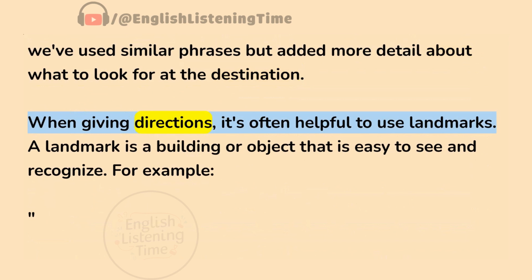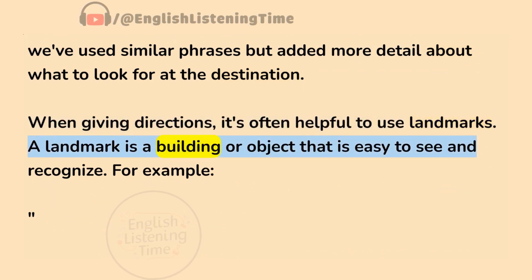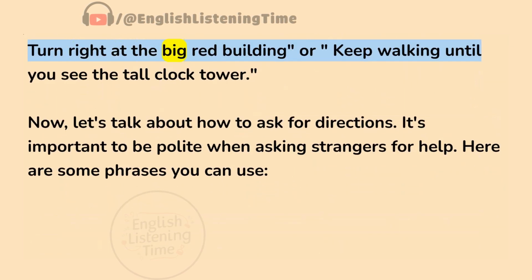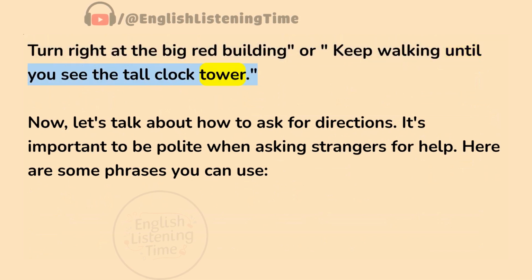When giving directions, it's often helpful to use landmarks. A landmark is a building or object that is easy to see and recognize. For example, turn right at the big red building, or keep walking until you see the tall clock tower.